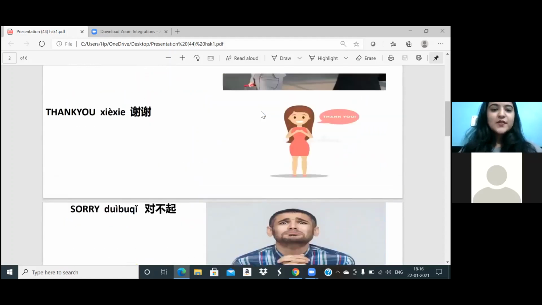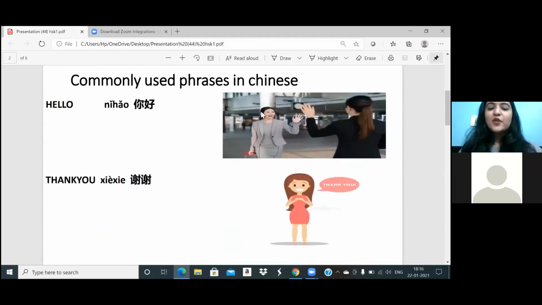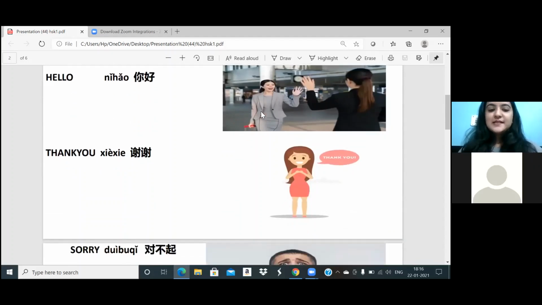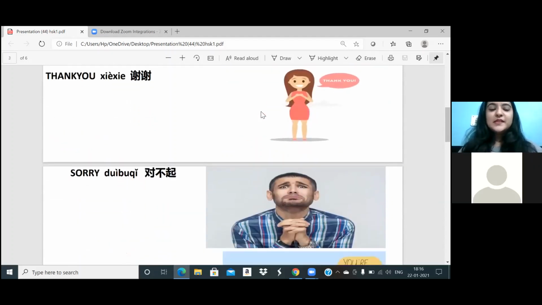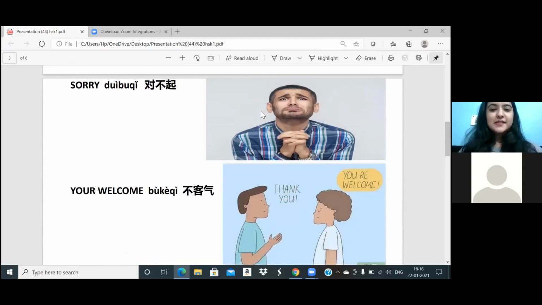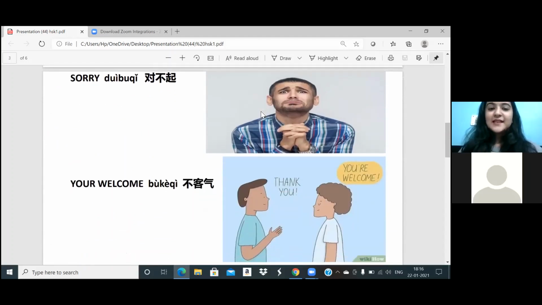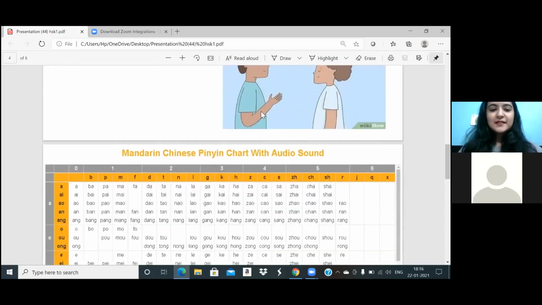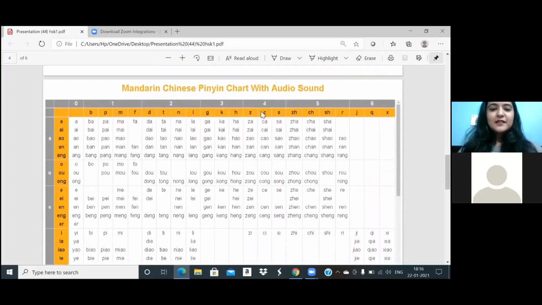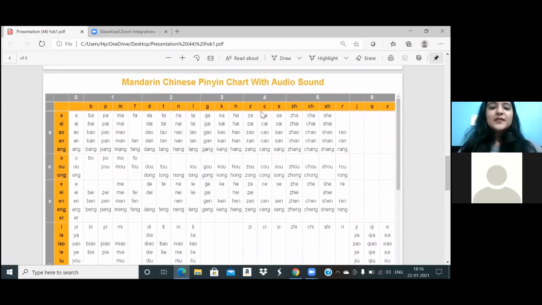So now, as you can see, we have learned four common phrases in Chinese: 你好, 谢谢, 对不起, 不客气. You can see it's very easy, right? This is the pinyin chart in Chinese.